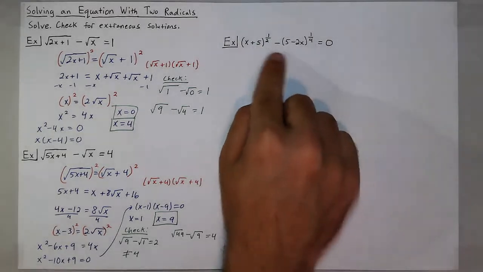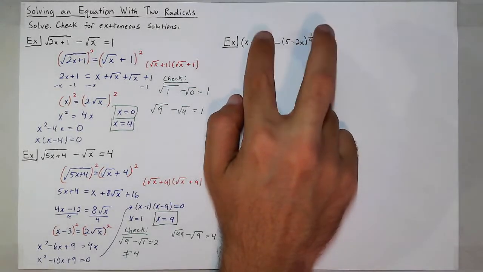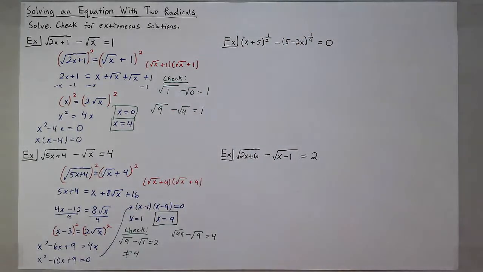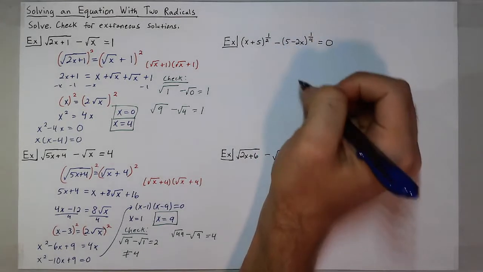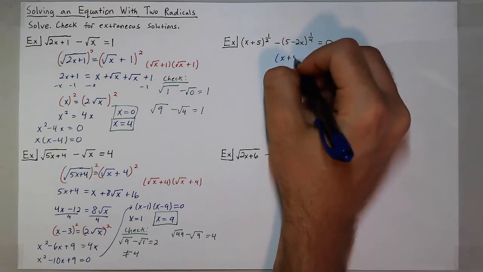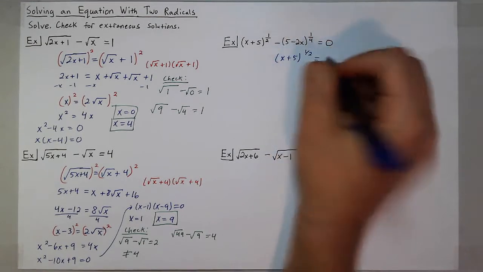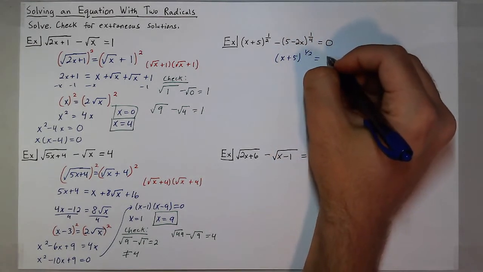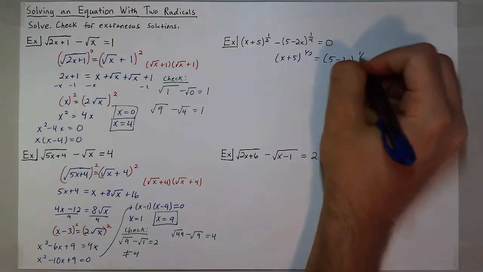Now, to solve this equation up here, we have two different types of radicals. So I'm going to separate them by adding 5 minus 2x to the 1/4 to each side of the equation. So I'll have x plus 5 to the 1/2 equals 5 minus 2x to the 1/4.